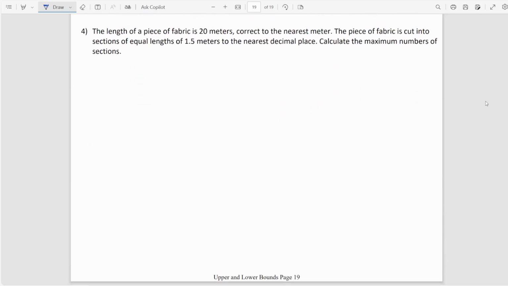Okay, so final exercise. The length of a piece of fabric is 20 meters, correct to the nearest meter. So again, since it's correct to the nearest meter, this has an upper and a lower bound. The piece of fabric is cut into sections of equal length of 1.5 meters to the nearest decimal place. So this right here also has an upper and a lower bound. Calculate the maximum number of sections. Okay.